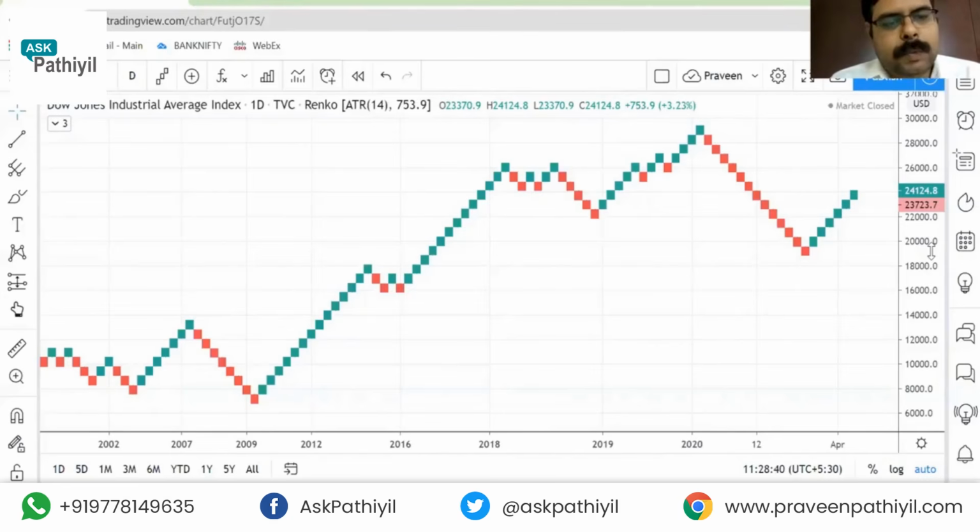The logic is very simple, that they were keeping all the things very simple and easy. They didn't have too many tools or indicators, as we have been bombarded with thousands and thousands of indicators that we are working on in the current environment.